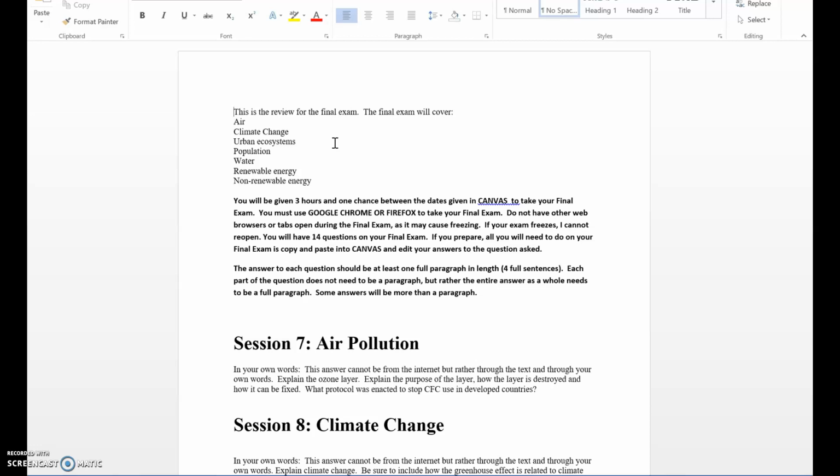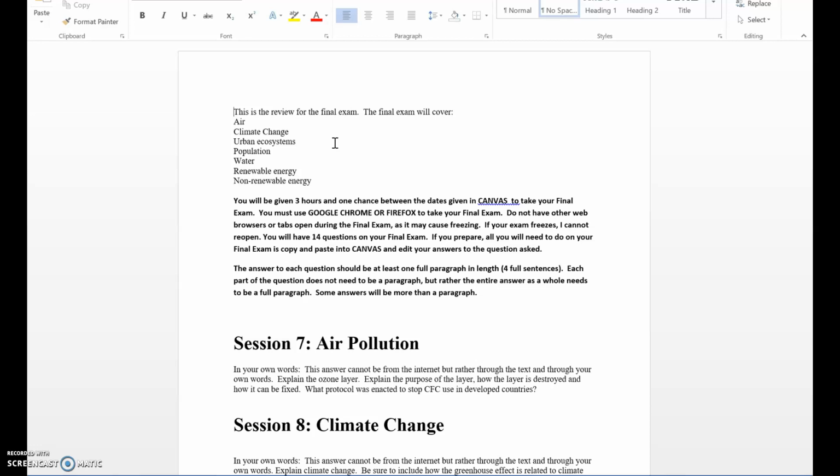You will be given 3 hours and one chance between the dates given in Canvas to take your final exam. You must use Google Chrome or Firefox to take your final exam. Do not have other web browsers or tabs open during the final exam, as it may cause freezing. If your exam freezes, I cannot reopen the exam. You will have 14 questions on your final exam.